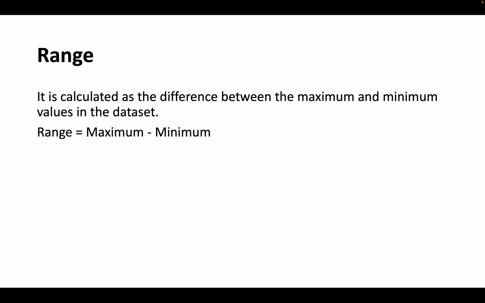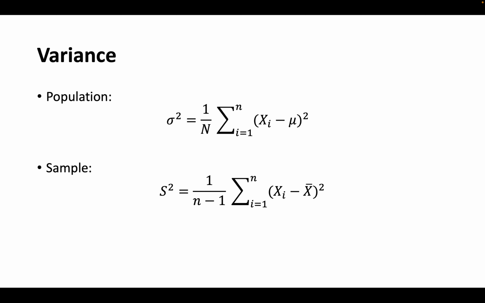Range is the simplest measure of variation. It is calculated as the difference between the maximum and minimum values in the dataset. Also, variance is calculated as the average of the squared difference between each data point and the population or sample mean, and quantifies the overall dispersion of data points.